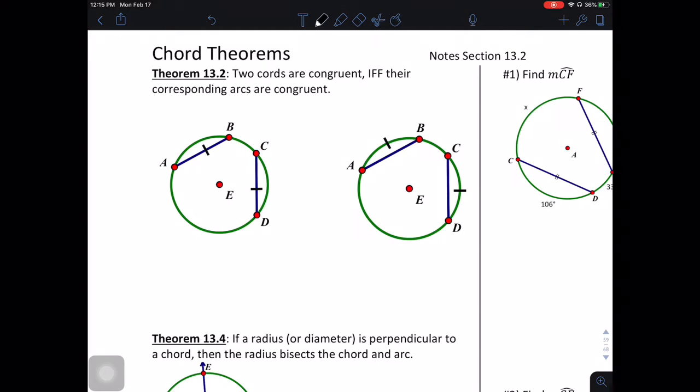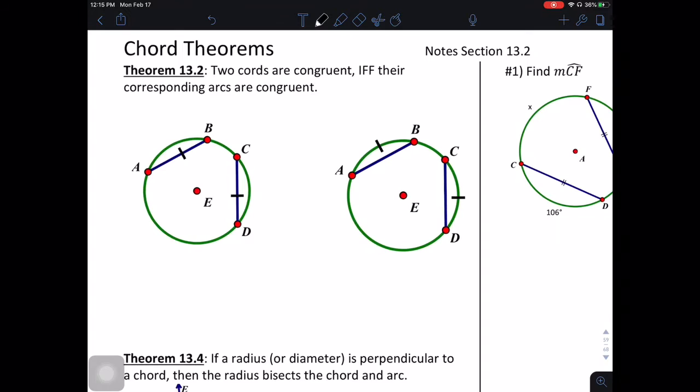Two chords are congruent, same size, if and only if their corresponding arcs are congruent. If and only if means we can read it forwards or backwards. Let's read this in one way. If two chords are congruent, which is what the first picture shows, then their corresponding arcs are congruent. So that means this arc and this arc have to be congruent.